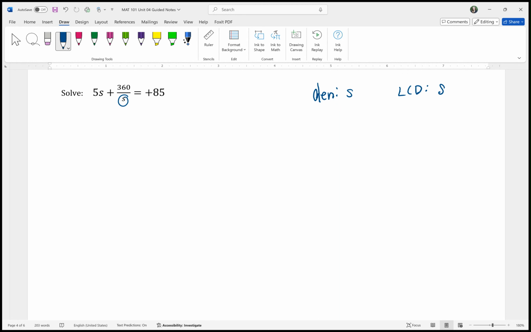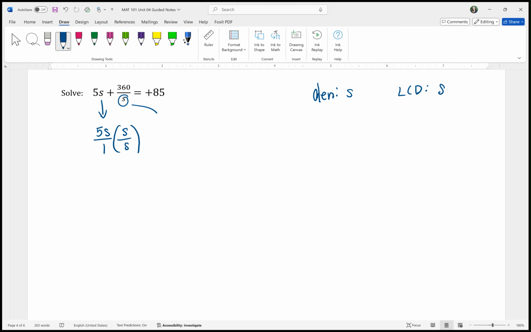Now that we've got our LCD, we are trying to make each term have that denominator of s. So our first term is 5s. We want this to have a denominator of s. So it has an s in the numerator, but this is just over 1. So our denominator is just 1. So what do I need to multiply by here so that our denominator has an s in it? And that would obviously just be s. And whatever I multiply the denominator by, I need to multiply the numerator by. So multiplying the top and bottom by the same thing.